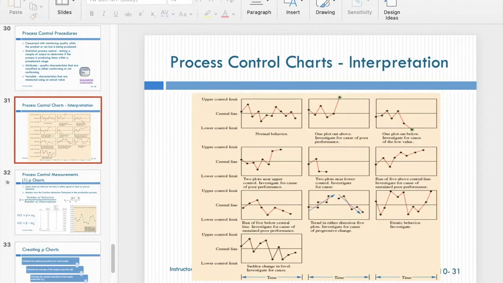No matter which type of situation, although we have four types, no matter what type of problems you are facing, let's just look at the pattern. Let's say you are a manager monitoring the production process or service process: which pattern is normal, and which patterns are not normal? Let's look at those patterns. So let's look at the first one.